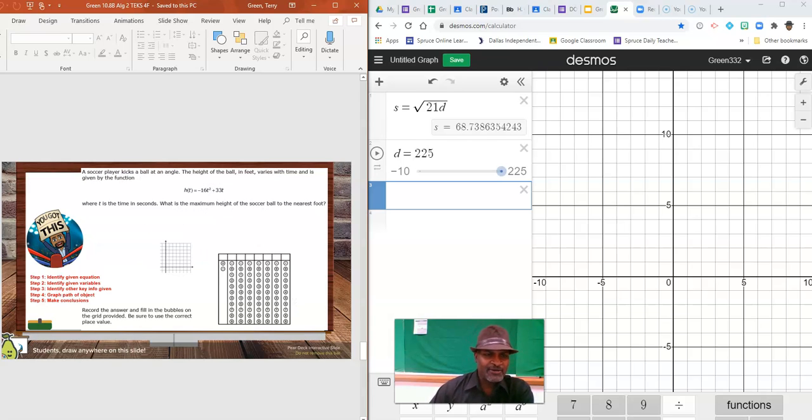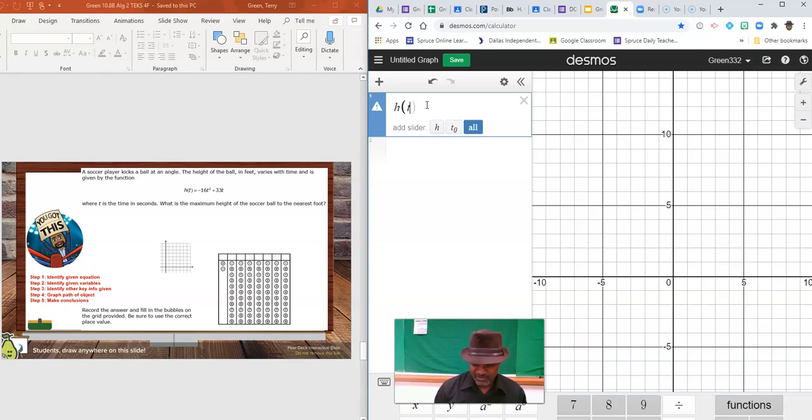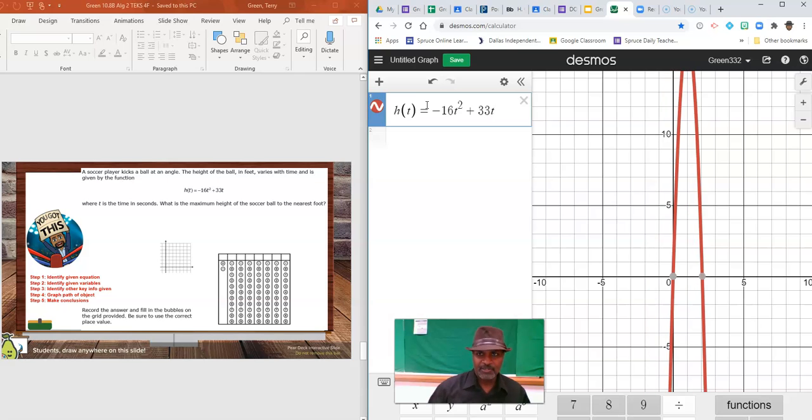All right. Now let's see. A soccer player kicks a ball at an angle. The height of the ball in feet varies with time and is given by the function h of t equals negative 16t squared plus 33t. Remember, t stands for time, and t is the time in seconds. So what is the maximum height of the soccer ball to the nearest foot?